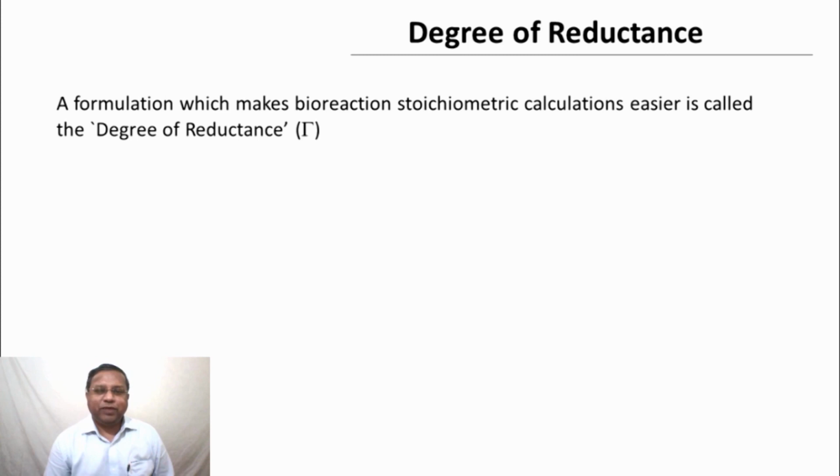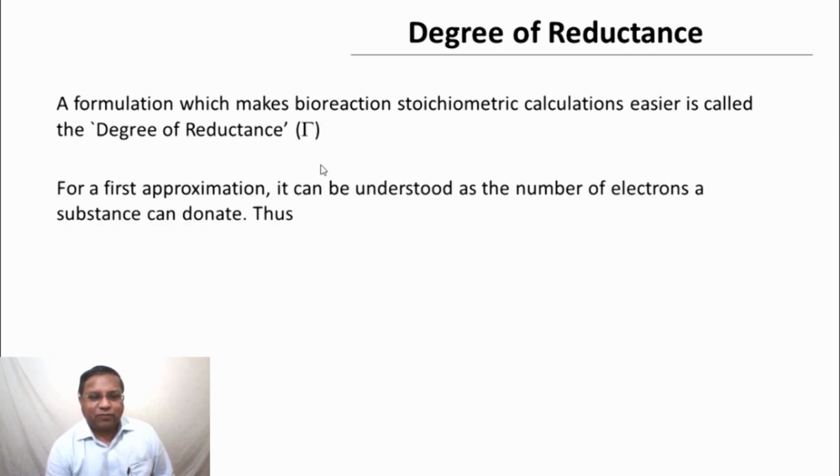This is a formulation which makes bioreaction stoichiometric calculations easier, and it is denoted by the capital Greek symbol gamma, as is given here. You see here, this is the degree of reductance. We have a degree of reductance given for each substance. As a first approximation, it can be understood as the number of electrons that a substance can donate. So it's reasonably a fundamental concept. It works at the electron level, electrons are conserved, and so you can do things there. So it is understood as the number of electrons that a substance can donate. This is only as a first approximation. This is not always valid. So it is more of a number that is assigned to a certain molecule.